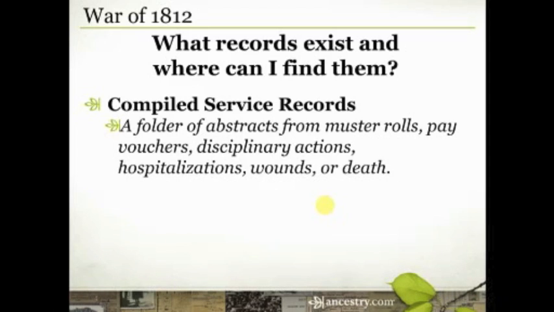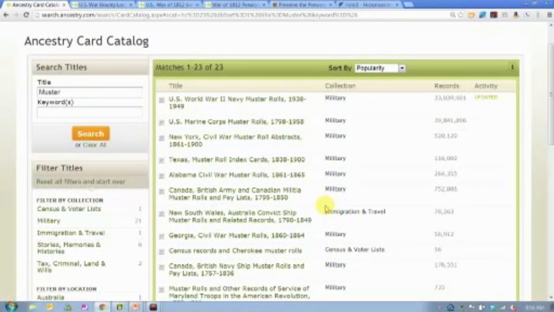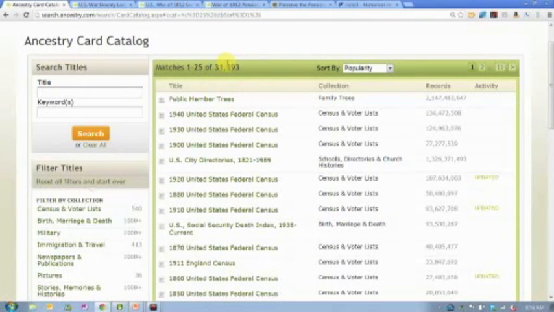Now these compiled service records are folders full of information. And as such, they're all different sizes of paper, and it's just a complicated thing to digitize. So what we've got available on Ancestry.com are indexes to those compiled service record files. So the easiest way to find those, again, is going to be in the card catalog. And this time I'm going to have you do a search for 1812 and then filter to military. So let me reset my filters here on the card catalog. We're back up to those 31,000 databases. Here in the title field, I'm just going to type the number 1812 as a year.